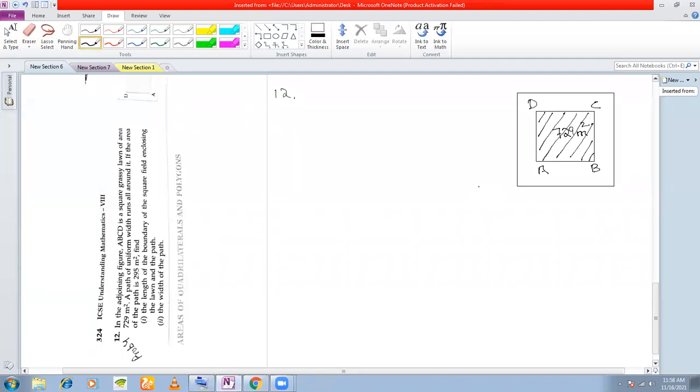A path of uniform width runs all around it. Now, if you see, this is a path here. This is not grassy, okay. So people can walk around this path, right? You can have your cycles also. You can have your scooters and bikes also here. So this is the path of uniform width. Now, what do you mean by uniform width? Uniform width means this length here is uniform. All are same.